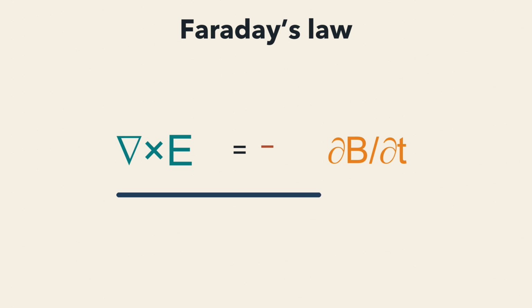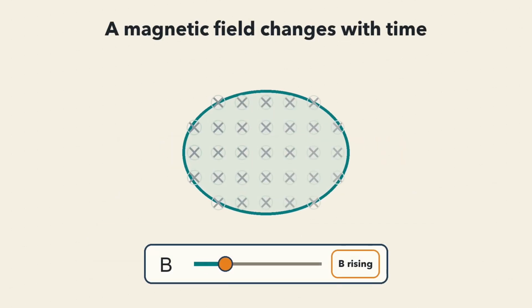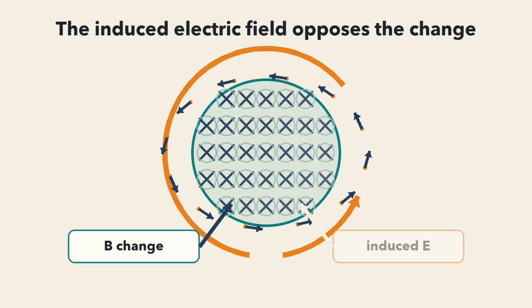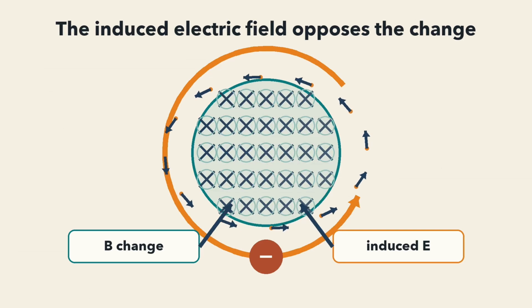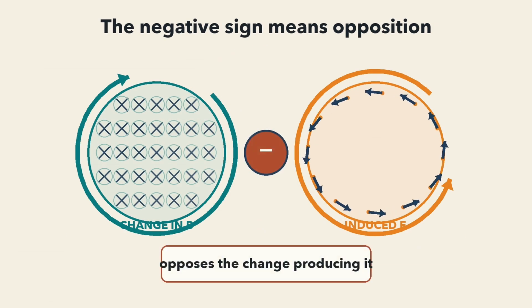Faraday's law connects curl with change over time. The curl of the electric field equals the negative time derivative of the magnetic field. The negative sign is important. It represents opposition. The induced electric field acts in a direction that resists the change producing it.